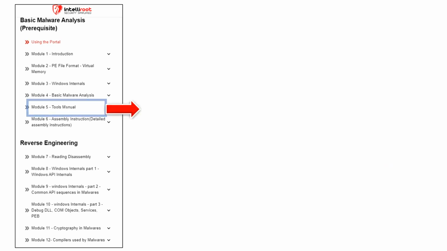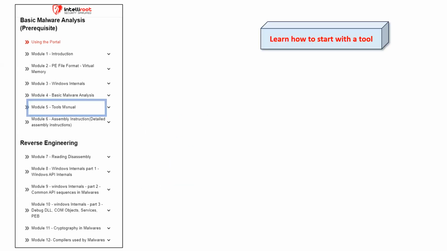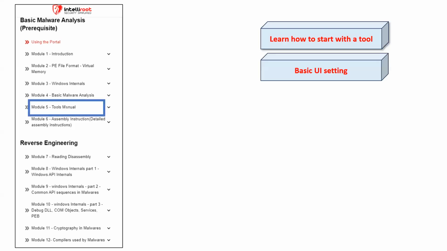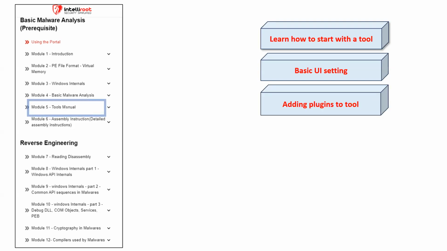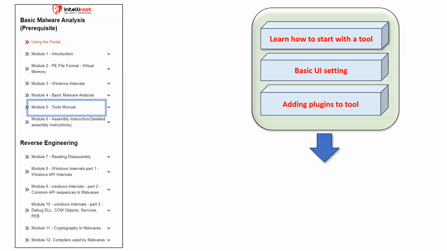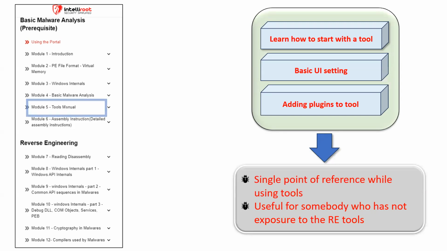Module 5 is the tools manual module, and this module teaches you how to start using the reverse engineering tools like OllyDbg, Ghidra, x64dbg, IDA, and WinDbg. It gets you familiar with the basic user interface of all the mentioned tools. It teaches you how to add plugins to the tools, and this module is a single point of reference whenever you are using tools in the later modules. This module would be useful for somebody who does not have any exposure to the reverse engineering tools like OllyDbg, x64dbg, Ghidra, IDA, and WinDbg.